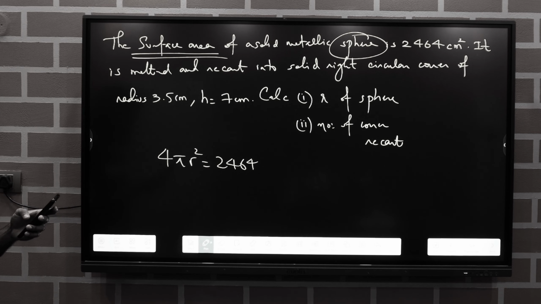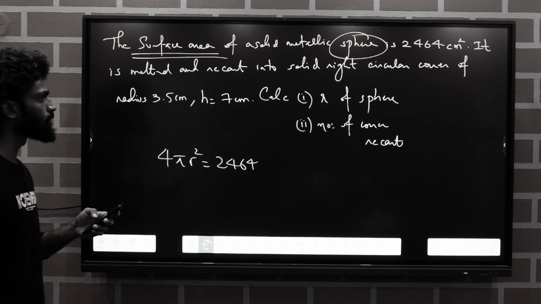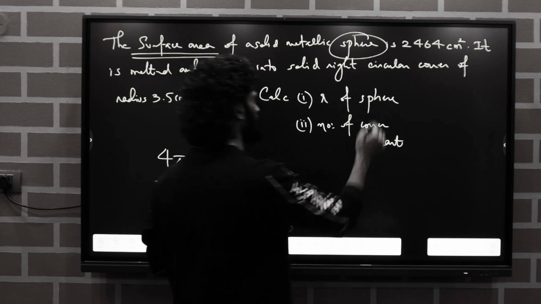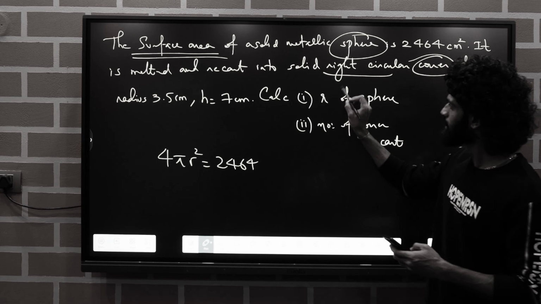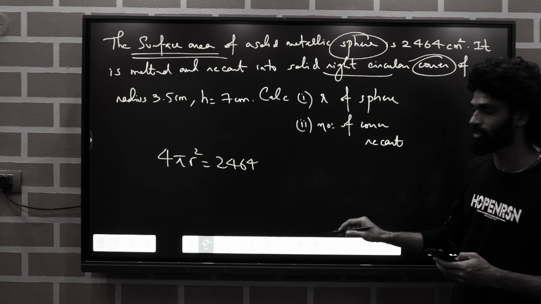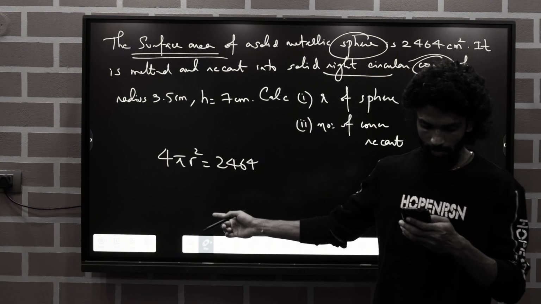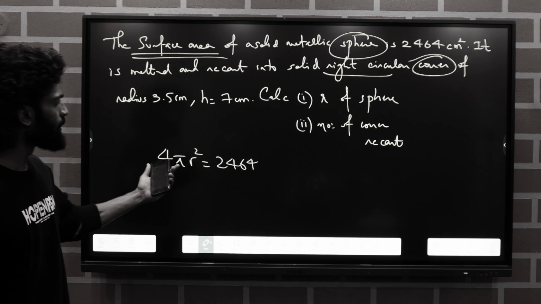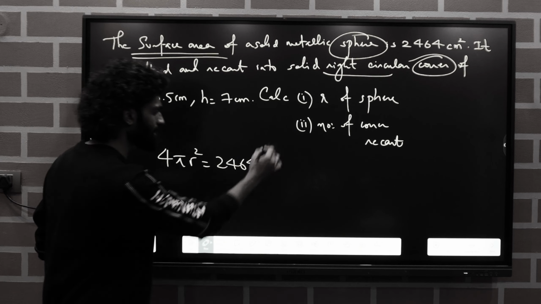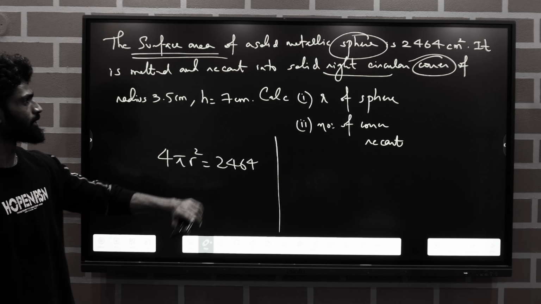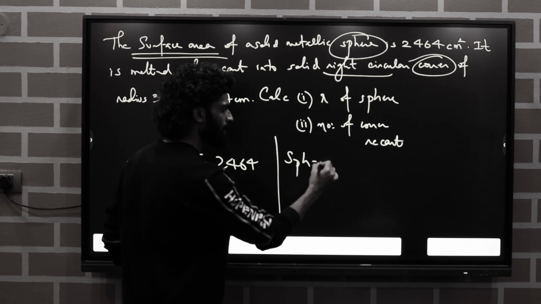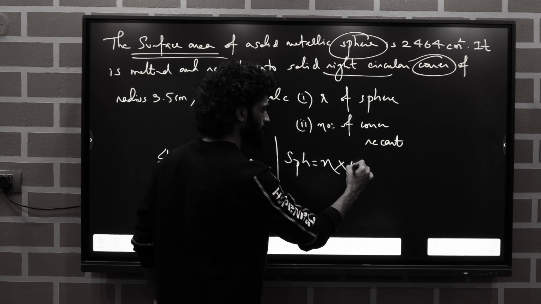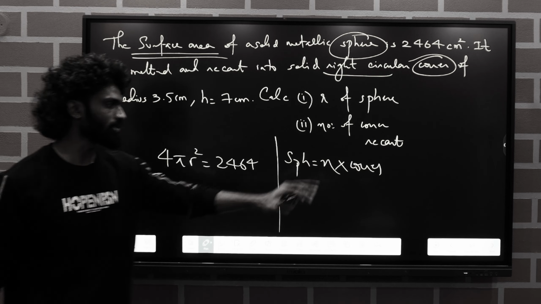Now I'll read the next question. Next part. It says it is melted and recast into solid right circular cones. This one is useless for me. Okay, of whatever. Calculate the r of the sphere, calculate the number of cones recast. Now for r of the sphere, I'll obviously be using that formula. But for the number of cones recast, I try to frame a small equation here. So what's being turned into what? Sphere is being cast into cones. Okay, sphere is being cast into cones.